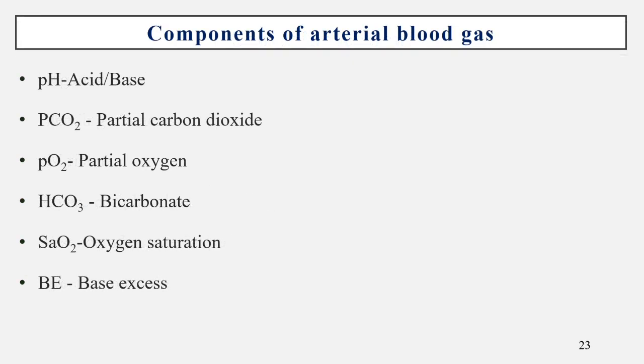Next is the components of arterial blood gas. What are the components? pH, which means acid or base, decreased or increased pH, partial carbon dioxide, partial oxygen, bicarbonate, oxygen saturation, and base excess. These are the components of arterial blood gas.